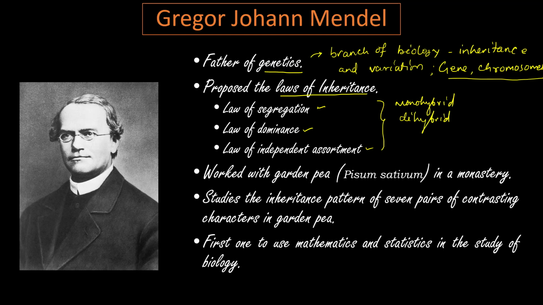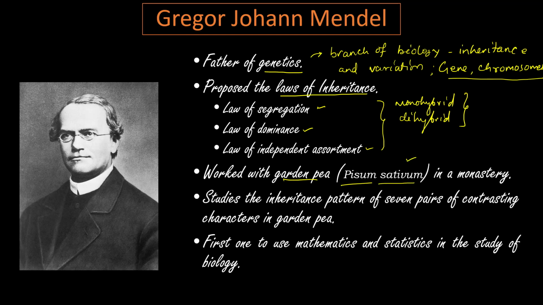So the monohybrid and dihybrid cross that we will learn in the future videos will enable us to understand what these laws mean, and we will also tell that some of these laws are actually universal, some of these are not. We will talk about that also in a future video. For now, you just understand that these are the laws of inheritance given by Mendel when he worked with the garden pea or the Pisum sativum. That is a scientific name.